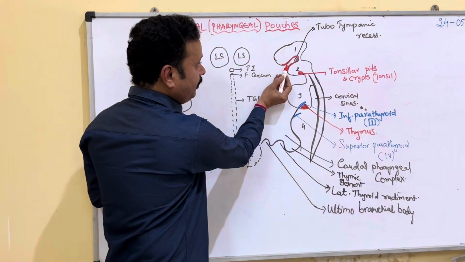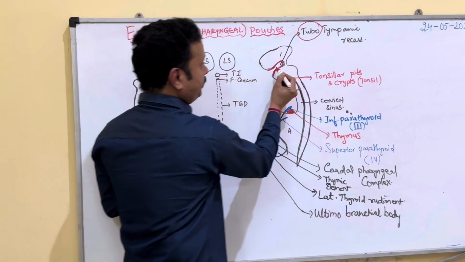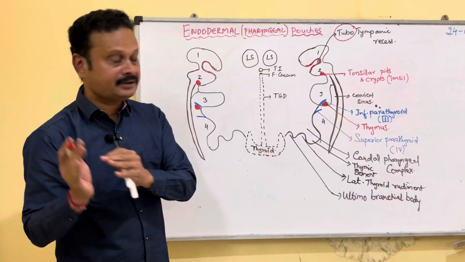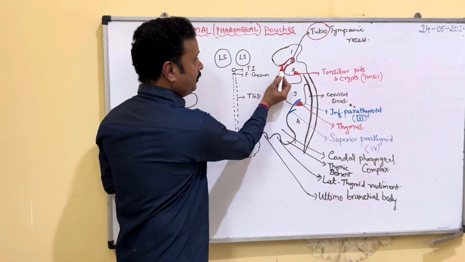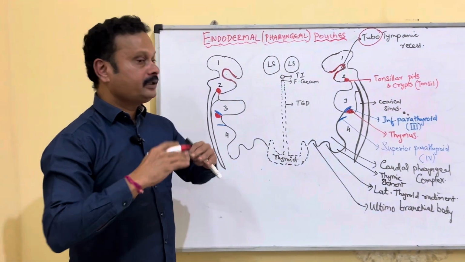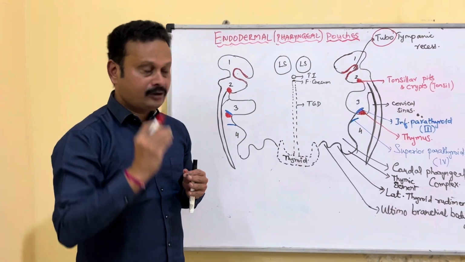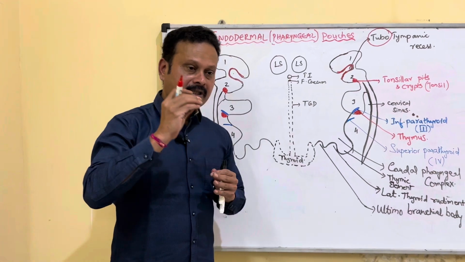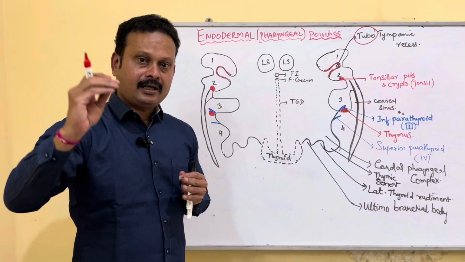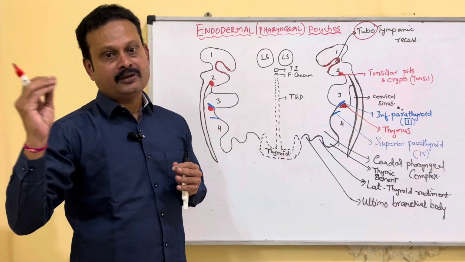The medial part of this tubo-tympanic recess, the narrow part, gives rise to the auditory tube, and the lateral wider part gives rise to the tympanic cavity, which includes the mucus lining of the tympanic cavity, the mucus layer of the tympanic membrane, the mastoid antrum and mastoid air cells.